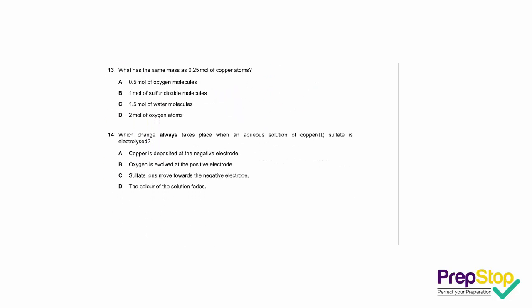Question 13. What has the same mass as 0.25 mole of copper atoms? So first of all, we need to find the mass of 0.25 mole of copper atoms. This is equal to the moles multiplied by the mass of copper, which is 64, and this gives us 16.